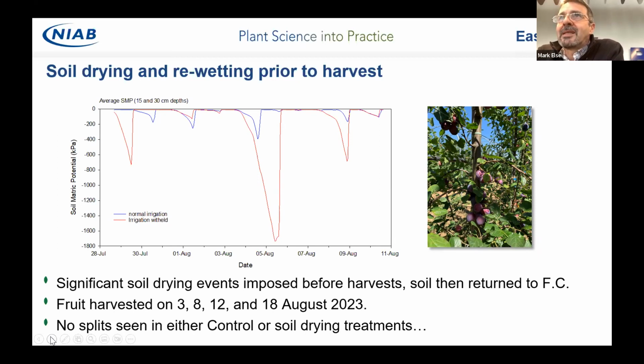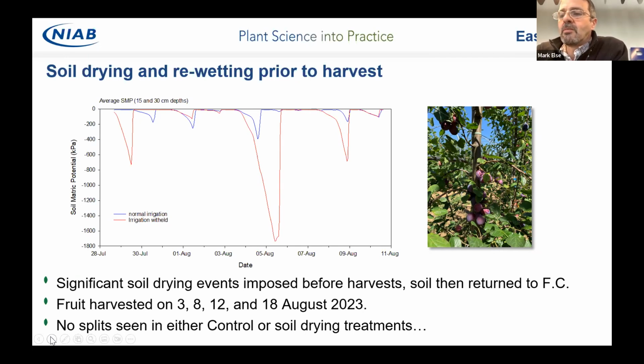Of course, an irrigation event isn't the same as a heavy rainfall event. But despite that, despite this significant drying and sudden irrigation, we saw no effects of that treatment on splits, either in the control or in the soil drying treatments. So clearly it's something we're interested in doing more work on, to see whether that result is repeatable over the season and in different varieties. But it does perhaps question the need to maintain the soil at field capacity immediately prior to harvest.